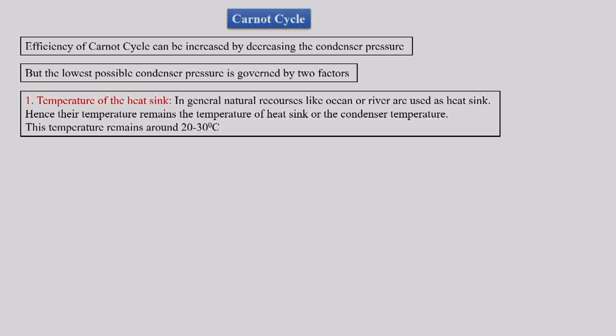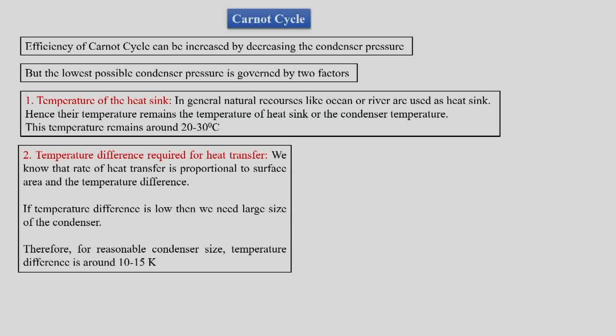Since we take water from natural resources, the temperature of the natural resource would be around 20 to 30 degrees Celsius. So the condenser pressure has a constraint: it has to be the saturation pressure corresponding to 20 to 30 degrees Celsius.